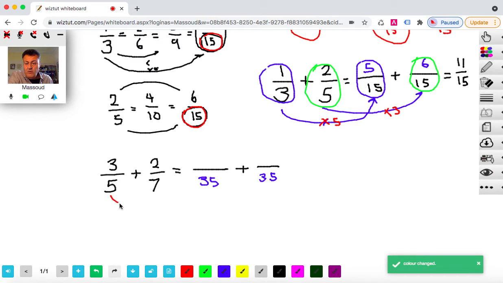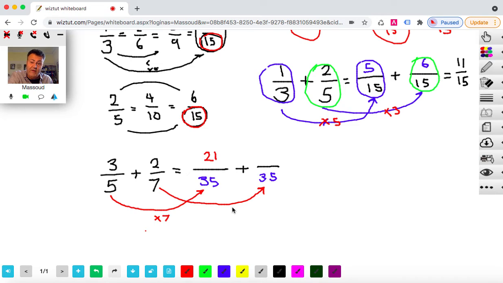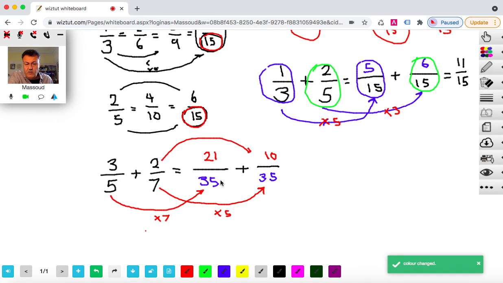So this denominator has become 7 times larger, so this numerator needs to be made 7 times larger. This denominator, to go to its equal fraction, has been made 5 times larger. So therefore, this will have to be made 5 times larger. So that's the equal fraction to this, and this is the equal fraction to this.